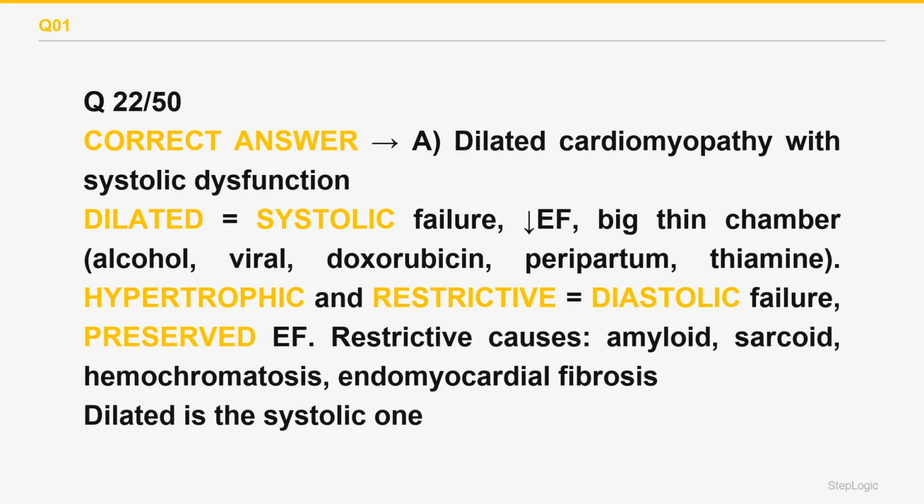Choice E names a genuine cause of restrictive disease, but amyloid produces a non-dilated ventricle with thickened walls and a preserved ejection fraction, the opposite of this echocardiogram. If you see a dilated ventricle with a low ejection fraction, think systolic failure. If the ejection fraction is preserved, think diastolic.